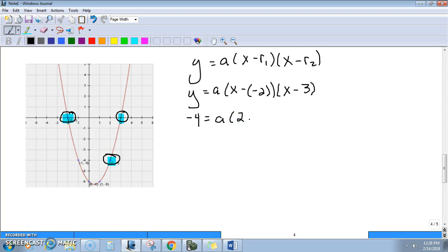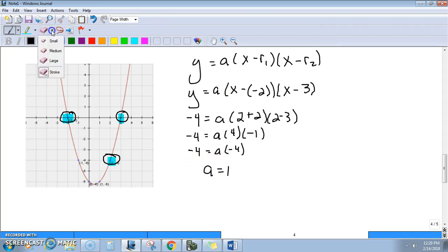So 2 minus a negative is the same as plus. So I'm going to do 2 plus 2 and 2 minus 3. So -4 equals a times 2 plus 2 is 4. And 2 minus 3 is -1. And look, a is just going to be 1 again. I have -4 equals a times 4 times -1 is just -4. So -4 and -4 are the same, so a has to be 1.